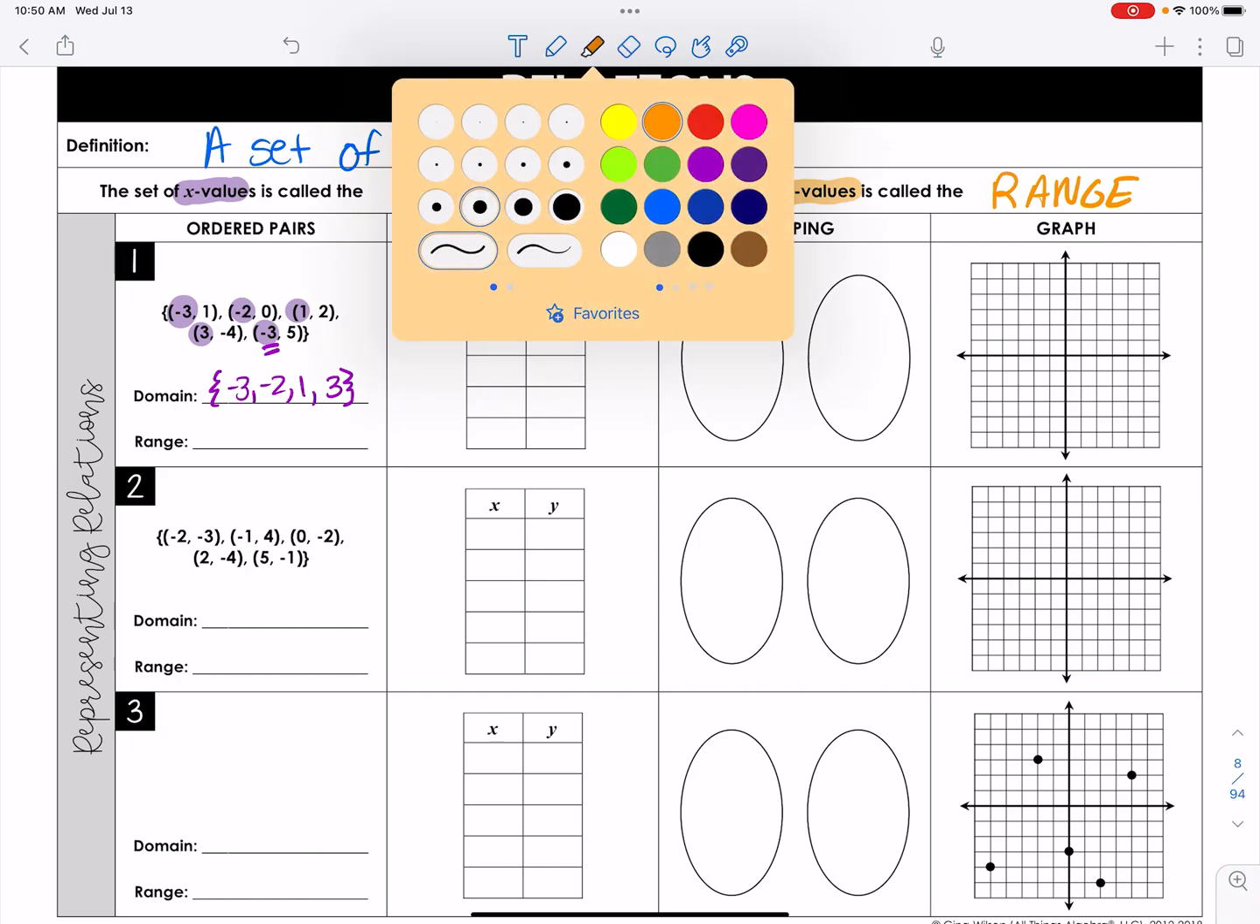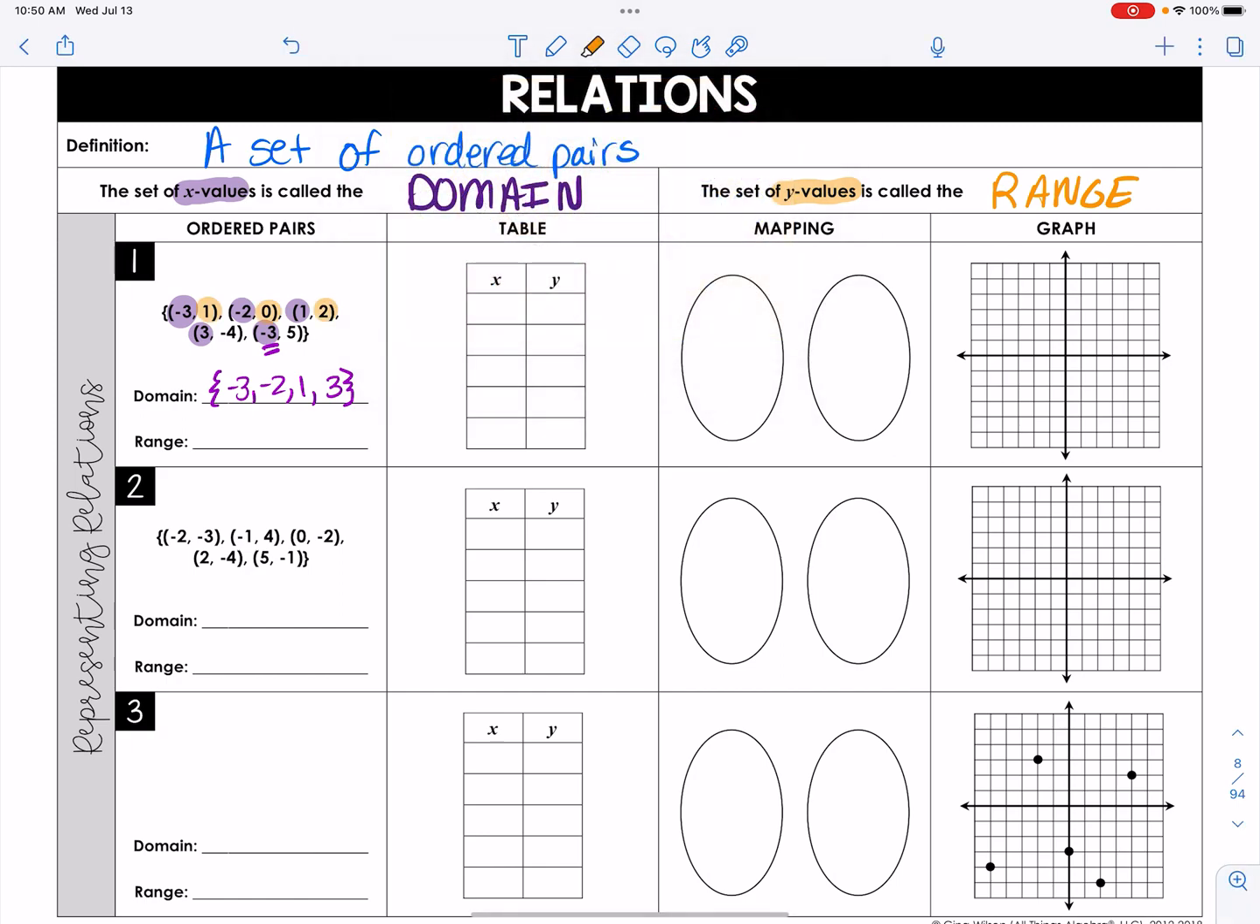Okay, so same thing with your range. Your range is all of your y values. So my range would be 1, 0, 2, -4, and 5. Now, some teachers make you put those in order. I don't really care. It's for what you're going to need in the world. The order isn't so much going to matter. I just wouldn't write them twice. Okay, I won't take off or anything for it.